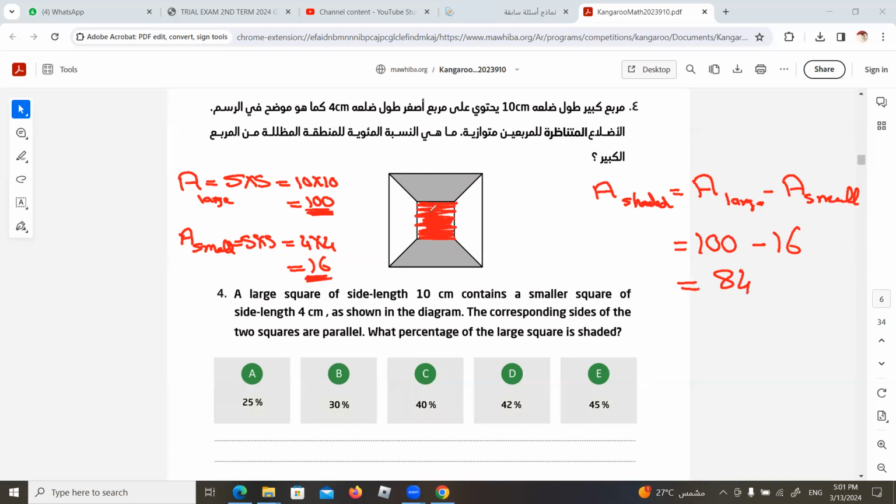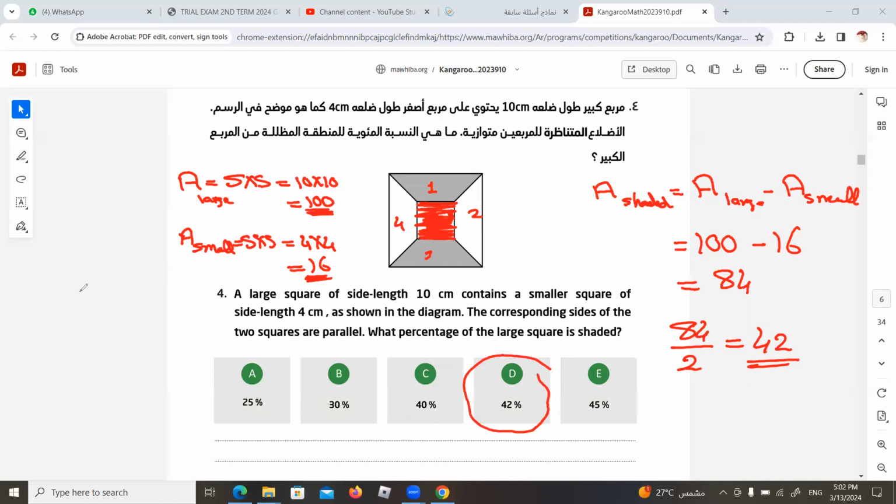If you remove this red part, the remainder will be number 1, number 2, number 3, number 4. But we need only 1 and 3. So I need only 2 trapezoids out of 4, so I need half of this. They are 84, so I divide by 2. 84 divided by 2 is equal to 42. So the result here will be 42%.